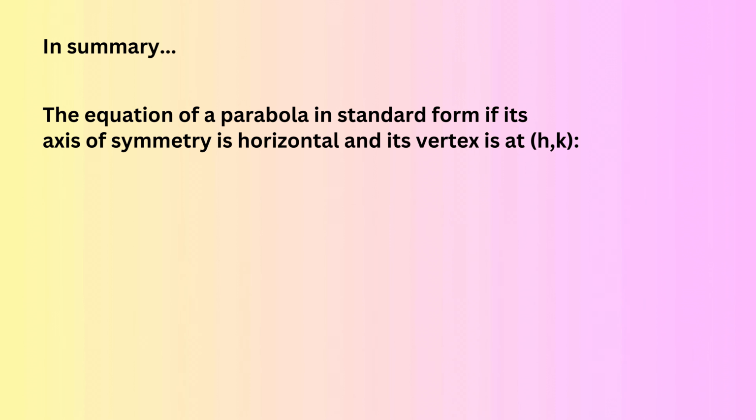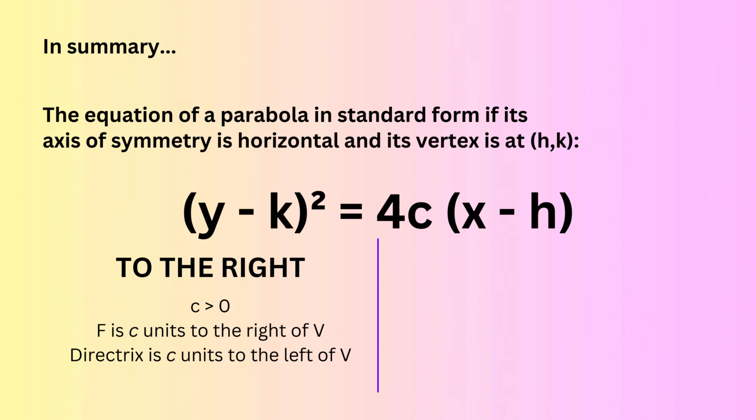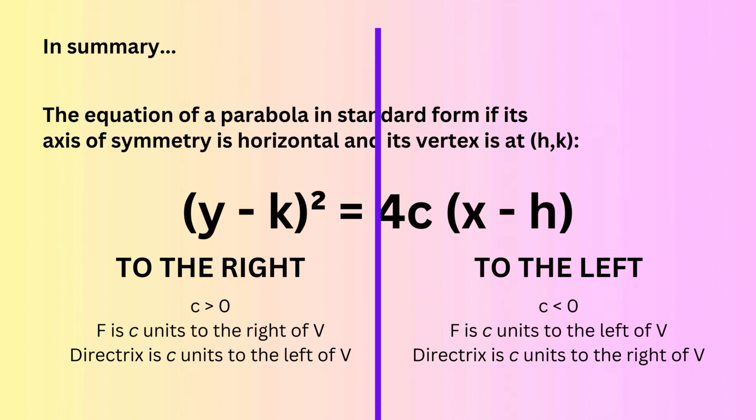And if the parabola opens to the left or to the right, with its vertex at (h, k), then its equation in standard form is (y − k)² = 4c(x − h). If it opens to the right, c is positive. Its focus is c units to the right of the vertex, while the directrix is c units to the left of the vertex. Meanwhile, if the parabola opens to the left, then c is negative. The focus is c units to the left of the vertex, and the directrix is c units to the right of the vertex.